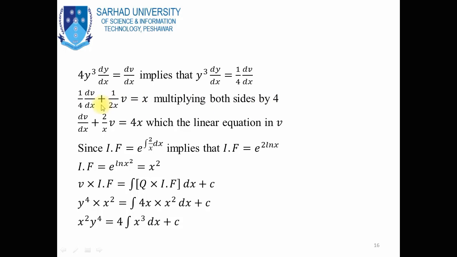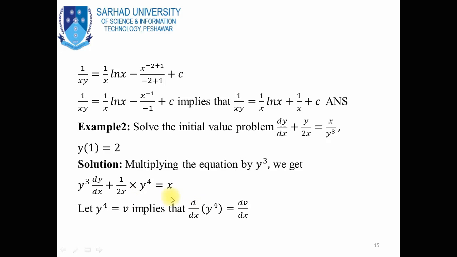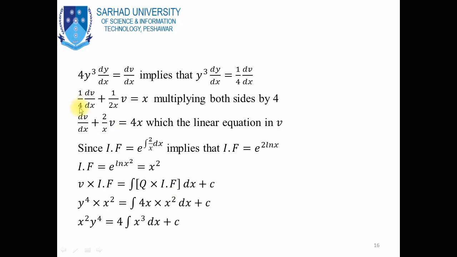And now 1 over 4 dv by dx plus 1 over 2x v is equal to x. Multiplying both sides by 4, we obtain dv by dx plus 2 by x v is equal to 4x, and this is a linear differential equation in the dependent variable v.